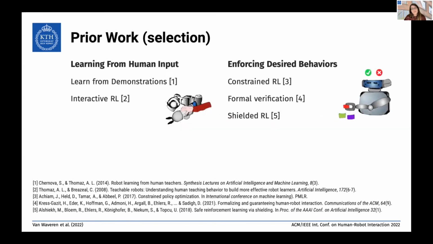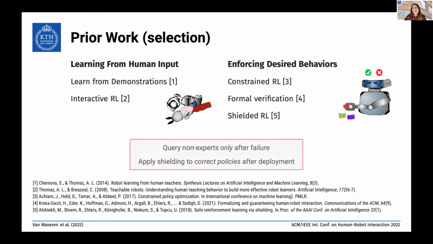Prior work has looked into learning from human input and enforcing desired robot behaviors, and our work is different as we query non-experts, and we query non-experts only after the failure rather than throughout the whole training process. And we apply shielding to correct policies after deployment rather than during training.